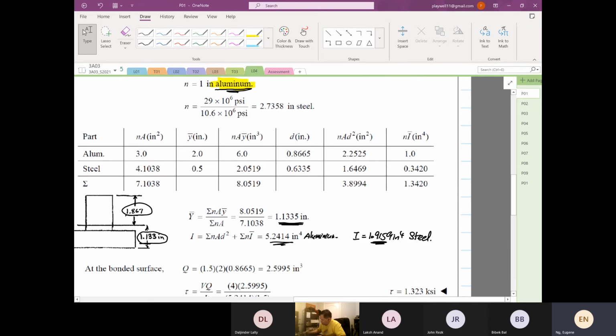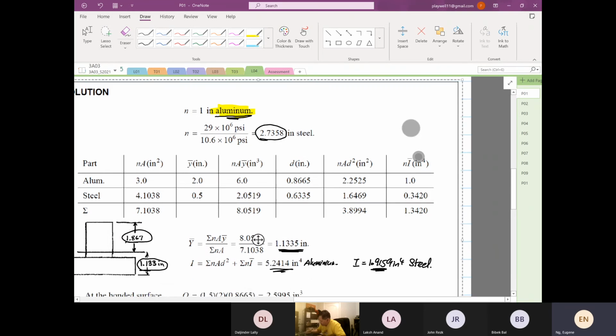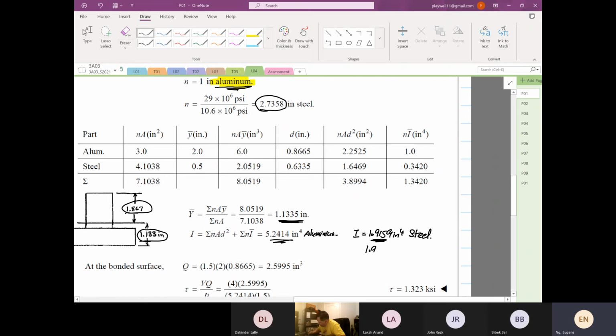Okay, so if you look at the multiplier down here, it's 2.7358. So if you take 1.9159 multiplied by 2.7358, the answer is 5.2415 inches to the power 4, which is the same, right? This is a reference material steel, this is aluminum. So to convert, you just put a multiplier, you just times the number. So we are on the right path.